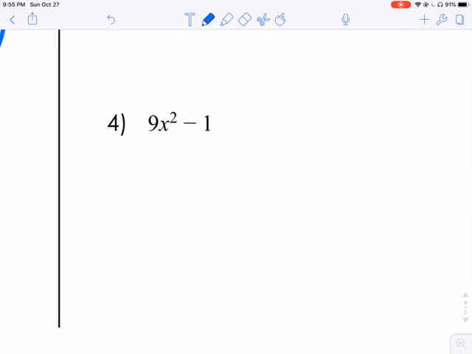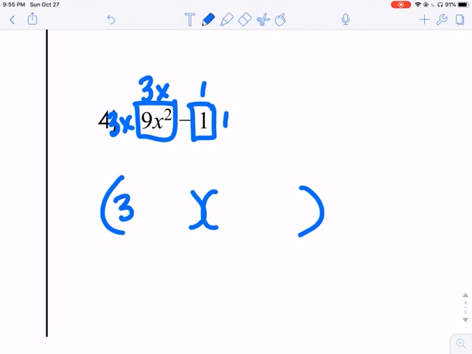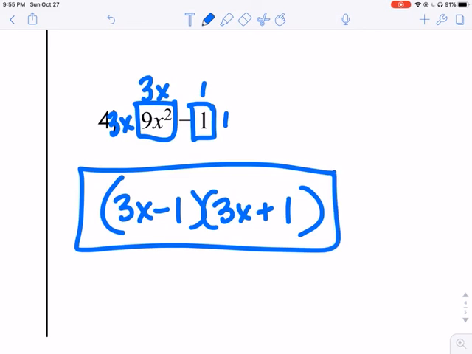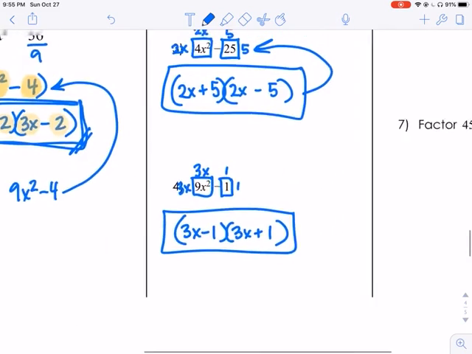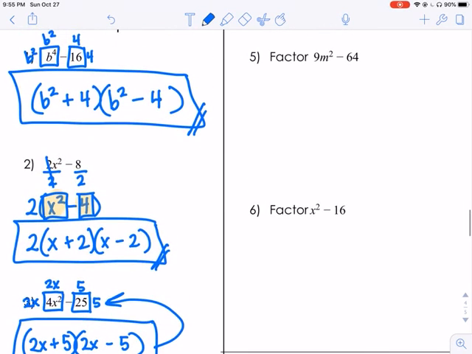And then finally, this one, sometimes it can be really tricky when we have a negative 1, easy to forget, but that is a square, that's 1 times 1. 9x squared is 3x times 3x, so I would have 3x minus 1, 3x plus 1, and that is it. You have a few more practice ones here. Go ahead and try and practice them on your own so that you can figure it out.